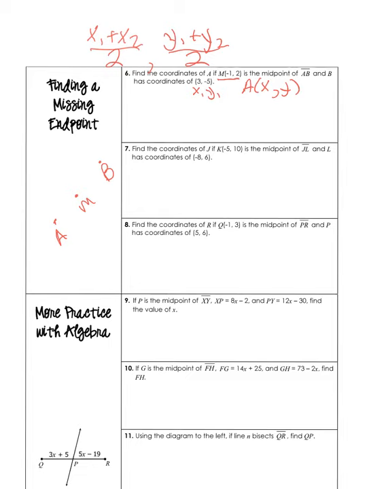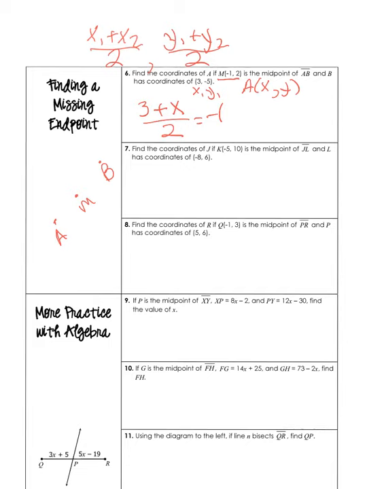So what I'm going to do is take 3 plus my x. I don't know what my x is. I'm going to divide it by 2. This comes from the midpoint formula. So my first x, x1, is 3. I don't know what my x2 is, so I'm going to call that x. And it equals the x-coordinate for the midpoint, which is -1.